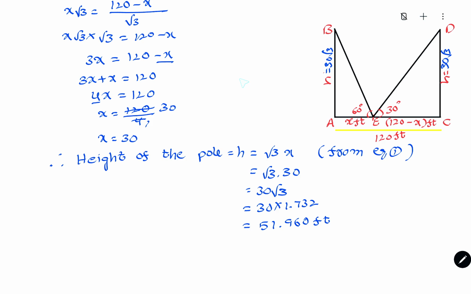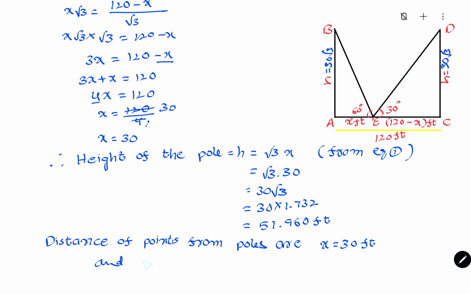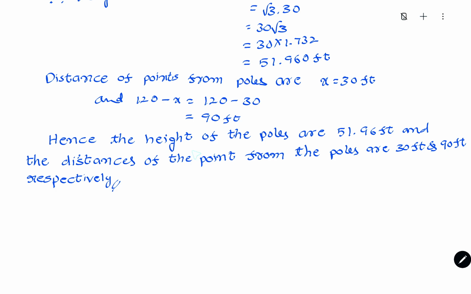H is equal to 51.960 feet. The distances of the point from the poles are x equal to 30 feet and 120 minus x, which is 120 minus 30, equal to 90 feet. Hence the height of the poles is 51.96 feet and the distances of the point from the poles are 30 feet and 90 feet respectively.